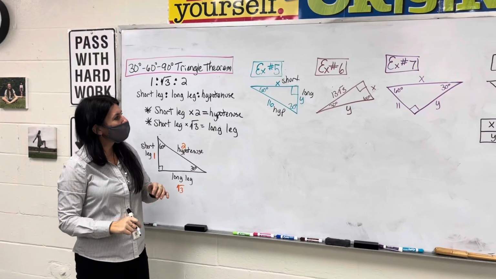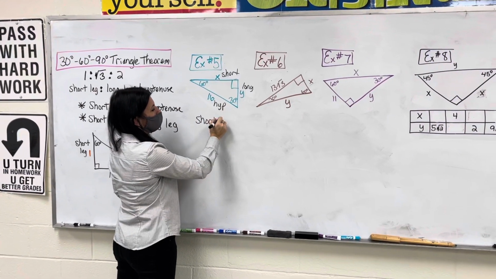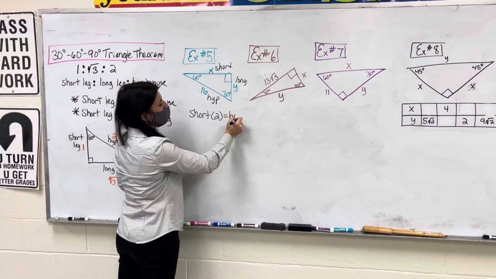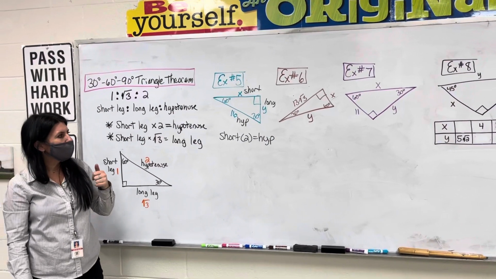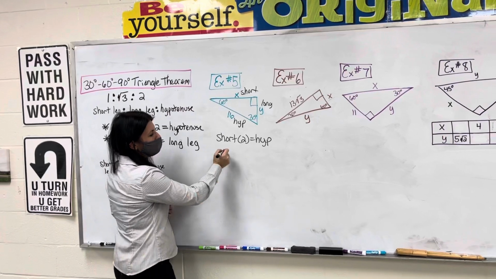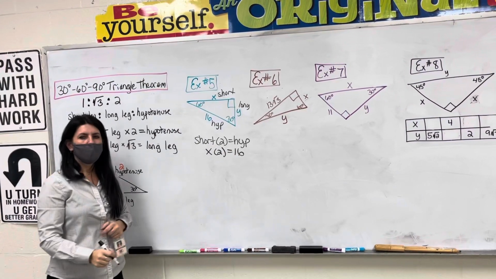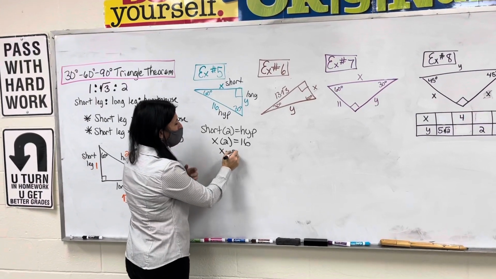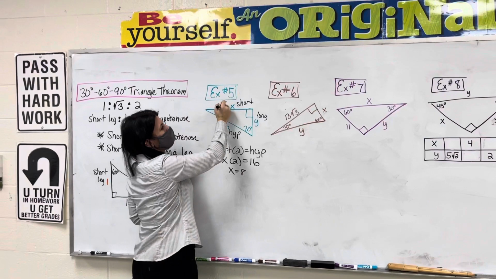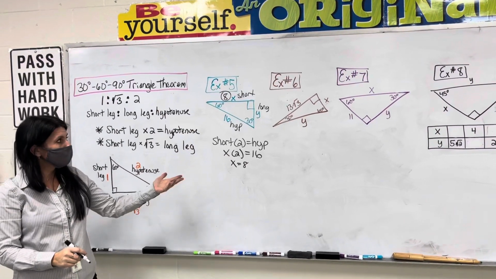I'm going to start this one with my first rule. Short times 2 equals the hypotenuse. Always write your rule, guys. It's very easy to make a mistake if you don't. Short is x, hypotenuse is 16. What's x? X is 8. So with these problems, I like to put the answer back in my picture because you might need it for your next step. In this case, you do.